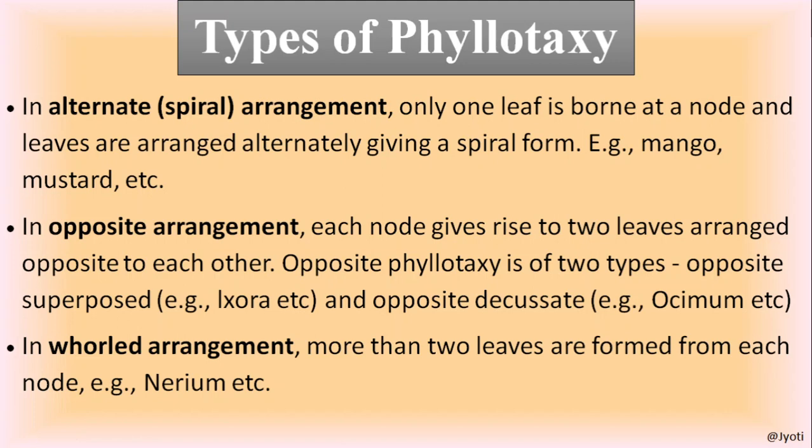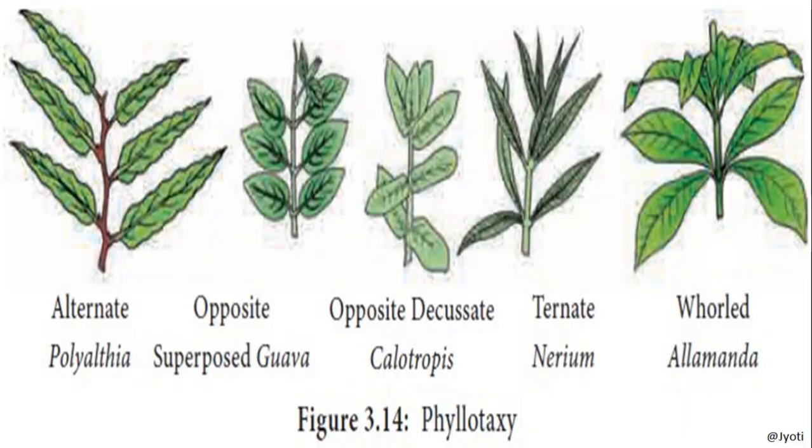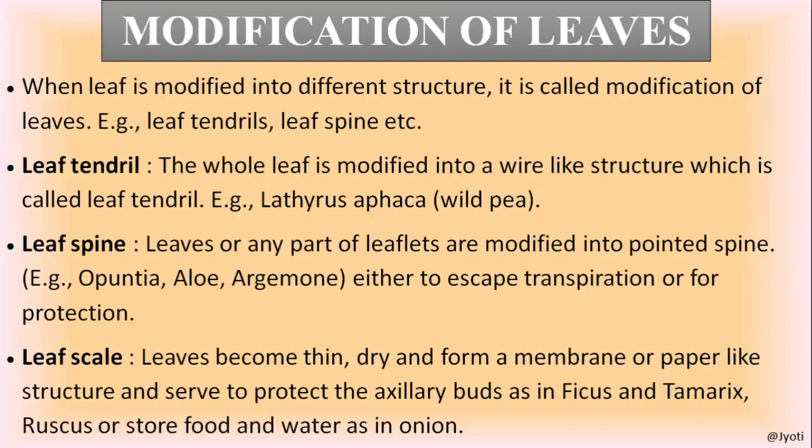Then the third type of phyllotaxy is whorled arrangement. That means here from a single node more than two leaves are developed, as in the case of Nerium. This is the case of Nerium, and this is in the case of Alamanda. Here from a single node 4 leaves are developed, and here from a single node 3 leaves are developed. That means more than 2 leaves are developed, so this is called whorled phyllotaxy. I think the phyllotaxy is very clear to you.